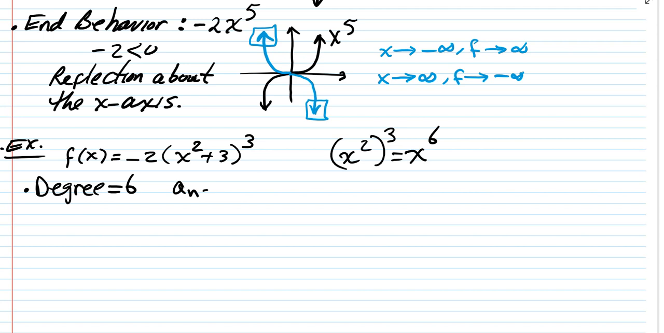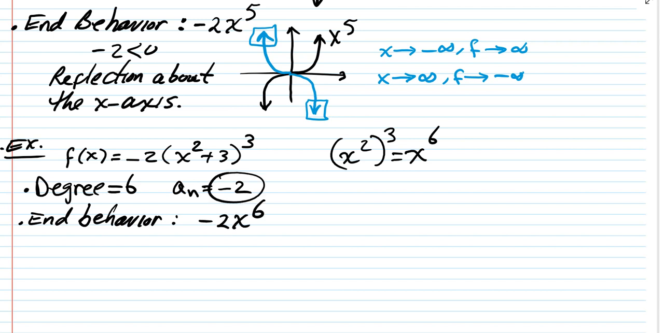And for this one, a sub n, the leading coefficient is negative 2, right? So we're going to put these together for the end behavior. For the end behavior, let me write that. The end behavior of this one is going to be the same as negative 2x to the 6th, right? We combine the leading term, leading coefficient with the degree on the leading term.